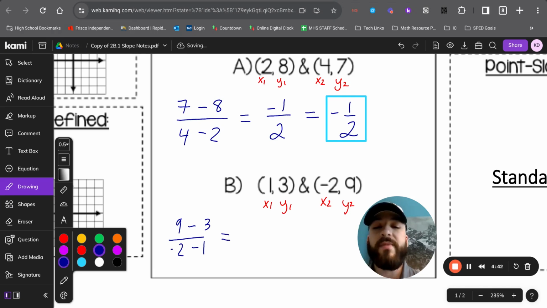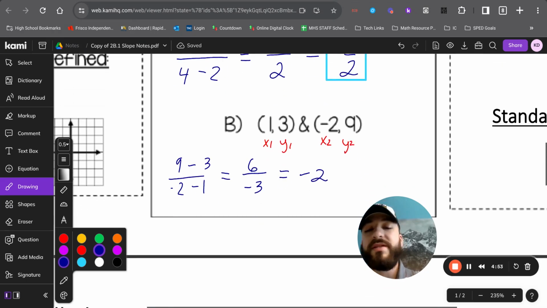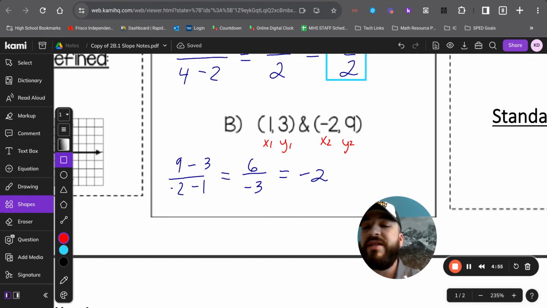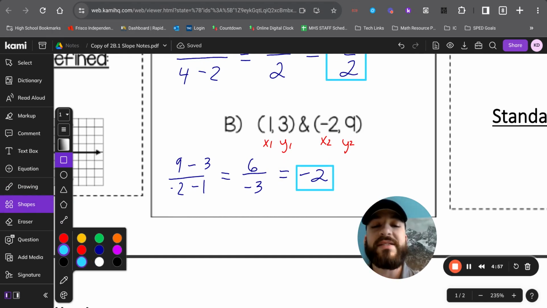And then from here, 9 minus 3 would, of course, give me 6. -2 minus 1 would give me -3. 6 divided by -3 would be equal to -2. And so -2 is my slope. And I did just mention writing these as a fraction.